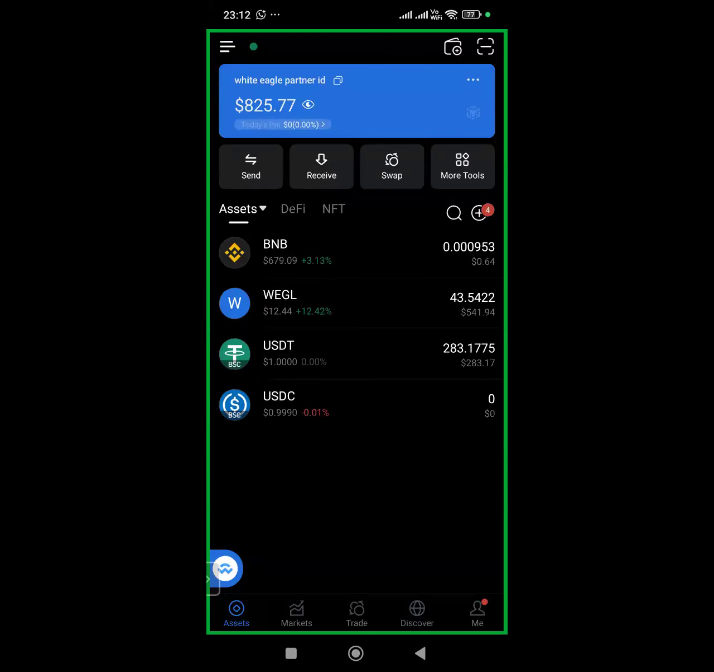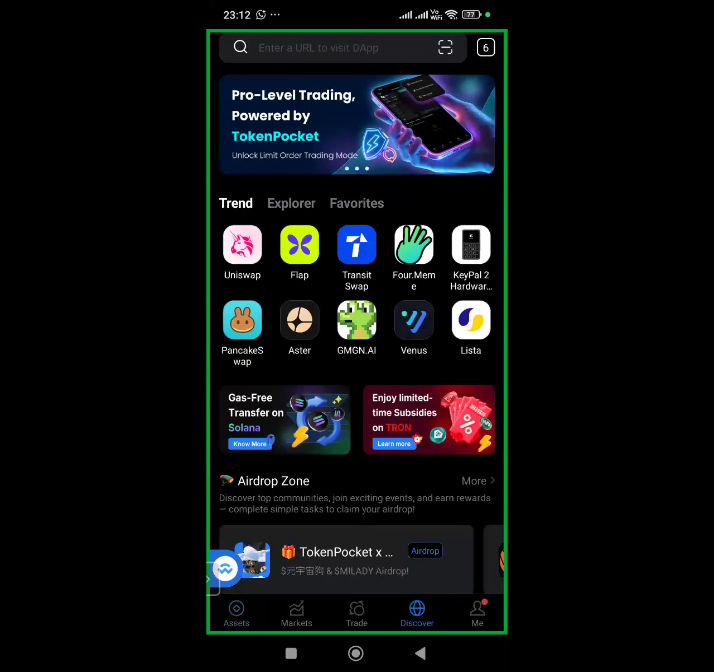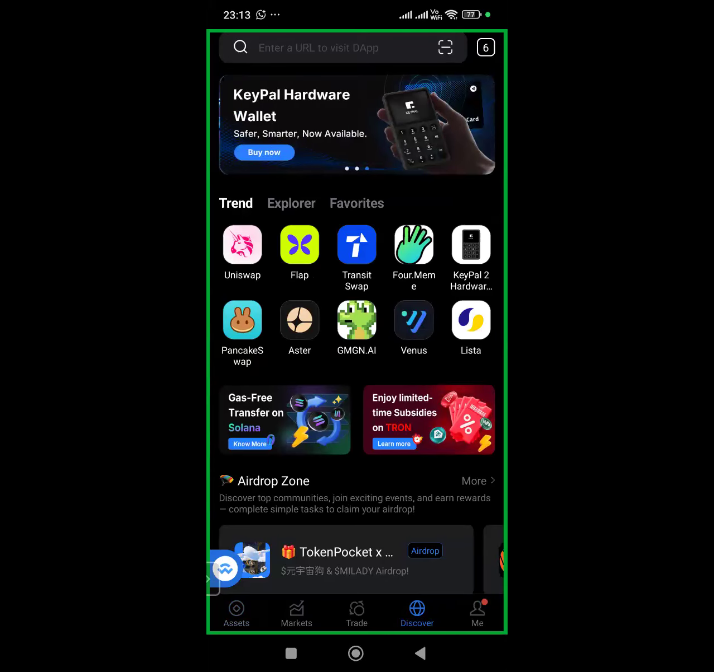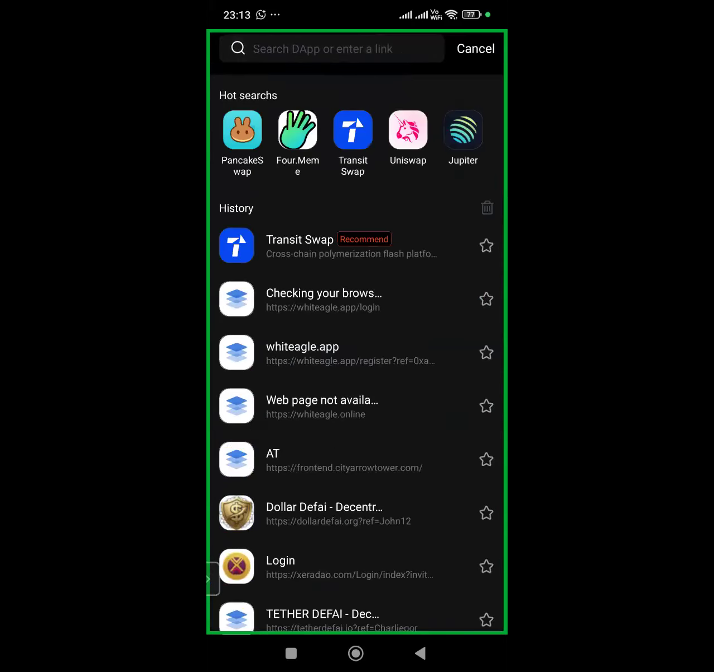The first thing you need to be part of this system is the referral link. You will take the referral link from your upline. Come here in the Token Pocket wallet, or any wallet you are comfortable using, and go to Discover or the browser. Sometimes it is known as a browser, sometimes as Discover, and in some wallets it is known as DApp. In the search URL bar, you click on search and paste the referral link.